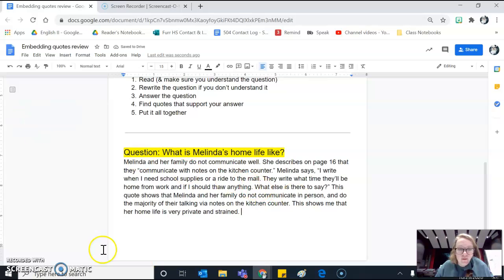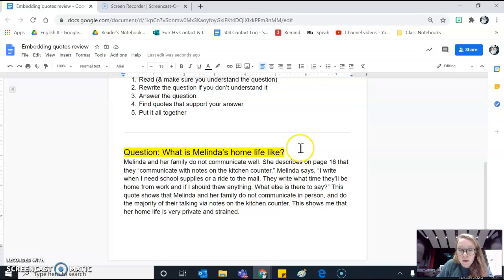All right, so let me read the question again and then my answer. What is Melinda's home life like? Melinda and her family do not communicate well. She describes on page 16 that they communicate with notes on the kitchen counter. Melinda says, I write when I need school supplies or a ride to the mall. They write what time they'll be home from work and if I should thaw anything. What else is there to say? This quote shows that Melinda and her family do not communicate in person and do the majority of their talking via notes on the kitchen counter. This shows me that her home life is very private and strained.